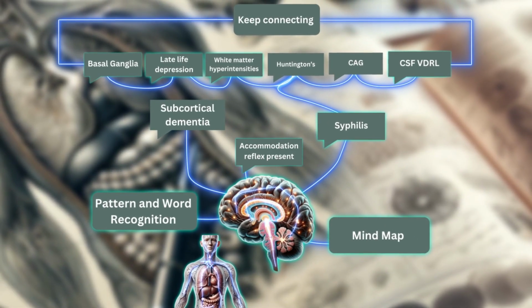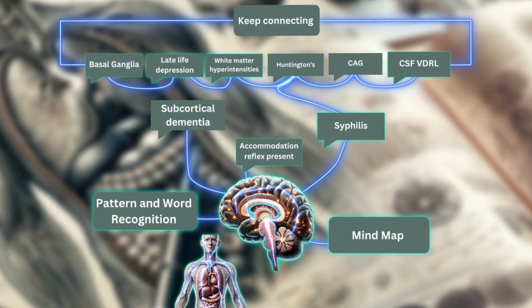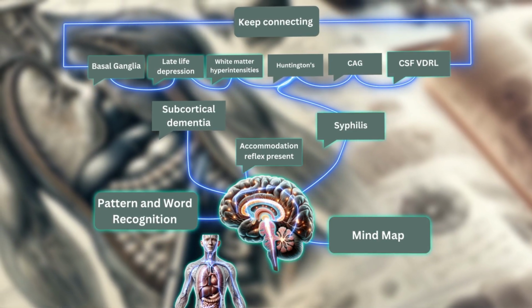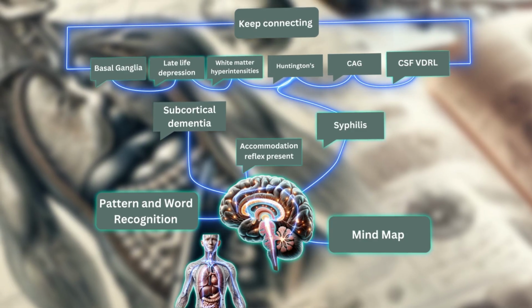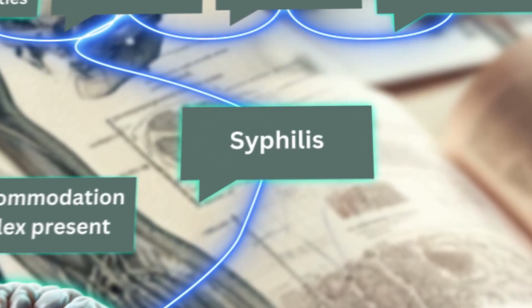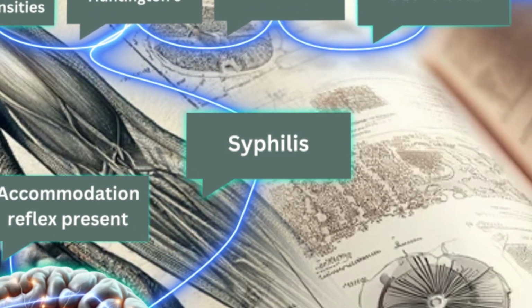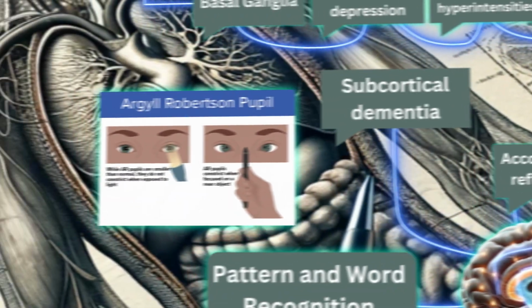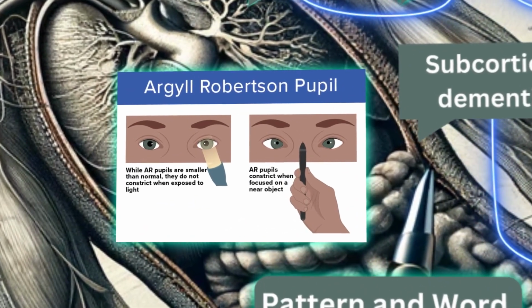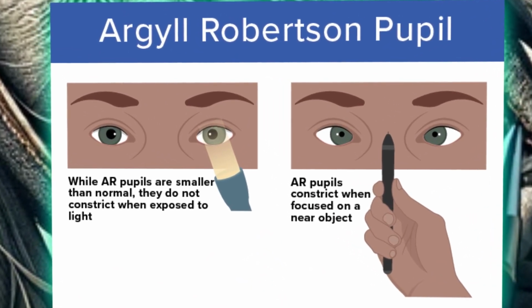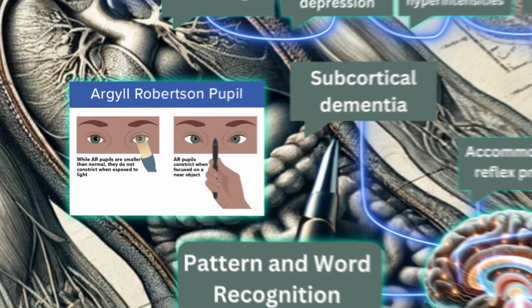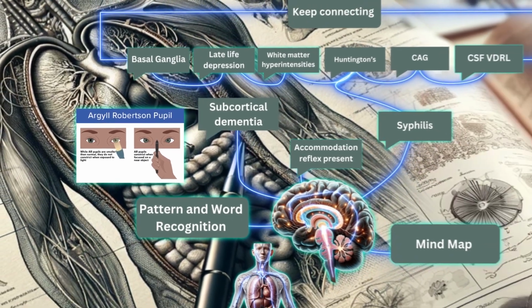So when preparing, you're starting to map out the connections that arise from this word, accommodation reflex. These connections go from eye movements to potential diagnoses like syphilis. Why syphilis? Because we know Argyll-Robertson pupil, ARP, is linked to accommodation reflex present, also ARP, and light reflex absent. So you can see this is one constellation to keep in mind.